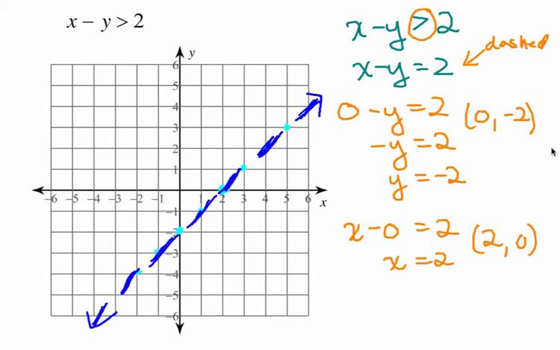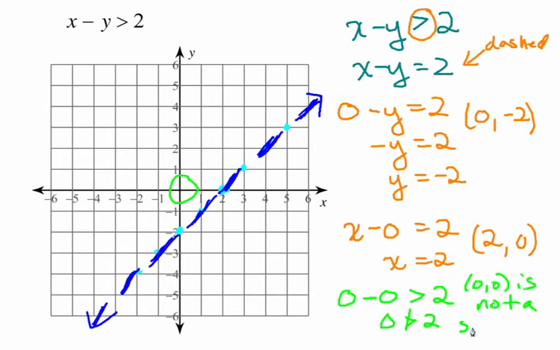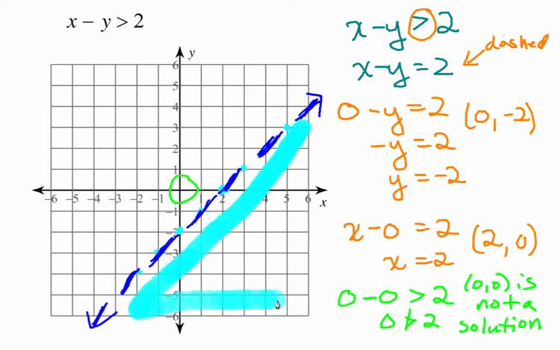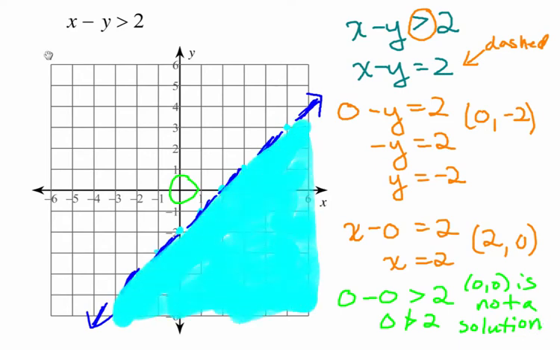Last but not least, we need to decide whether (0, 0) is part of the solution or not. So 0 minus 0 is greater than 2. Let's see. Well, is 0 greater than 2? No, that's not true. So (0, 0) is not a solution, which means we need to shade below the boundary line. And that's our graph of the solution of x minus y is greater than 2.